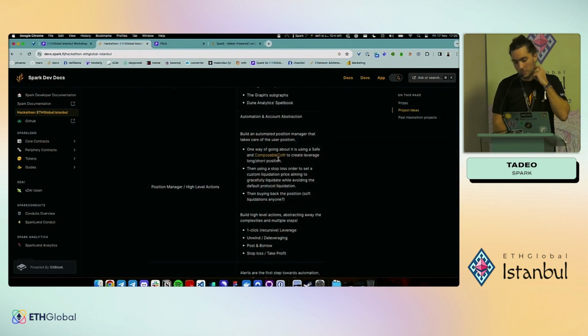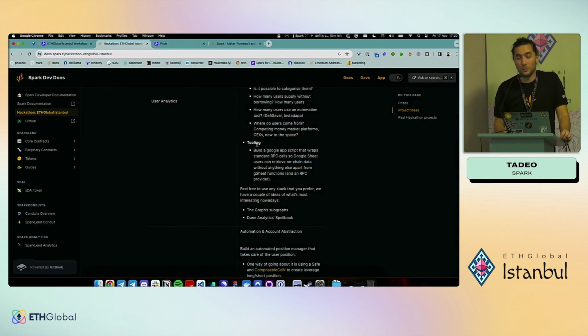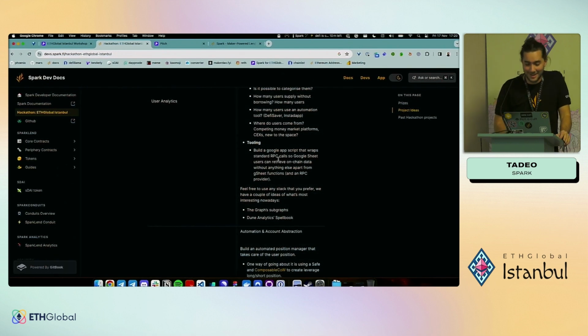Yeah, I put here a bunch of examples on user behavior. Something I personally want to see built is an easy way to call Web3 data from Google Sheets. That's also something that I would actually use every day.